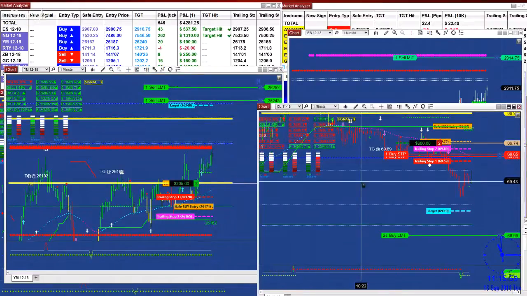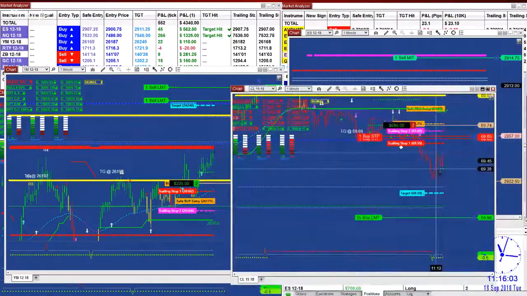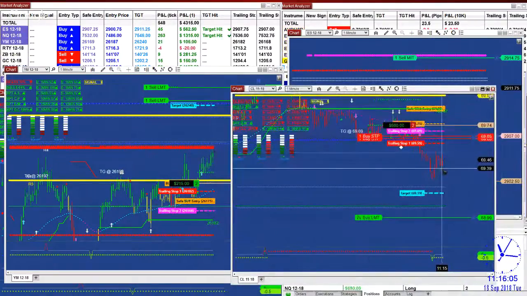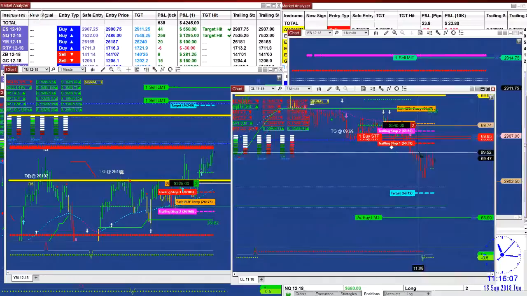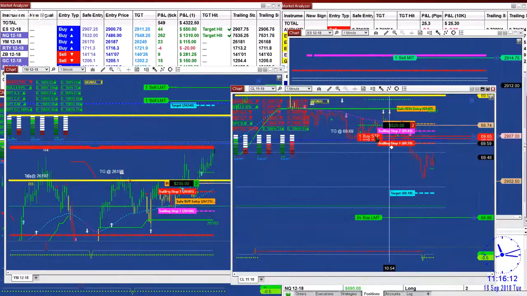And let's see what will happen. We have a projection at the CL at 69.39. If we are able to break that projection, then there is a good potential for the 69 level.